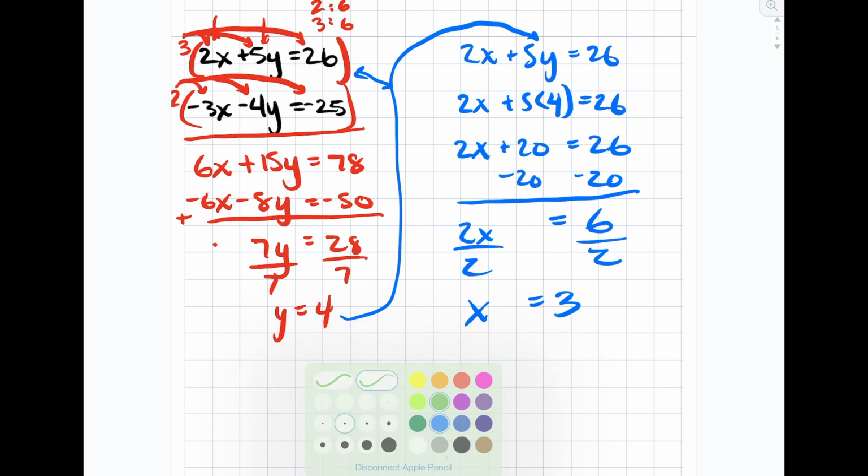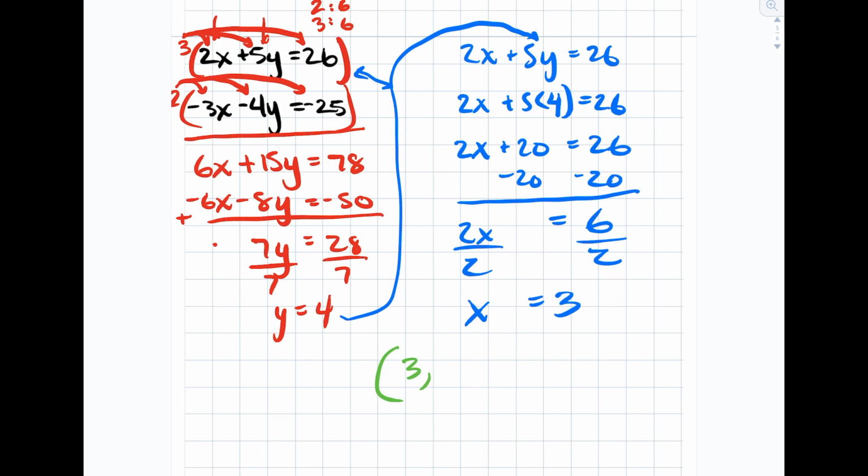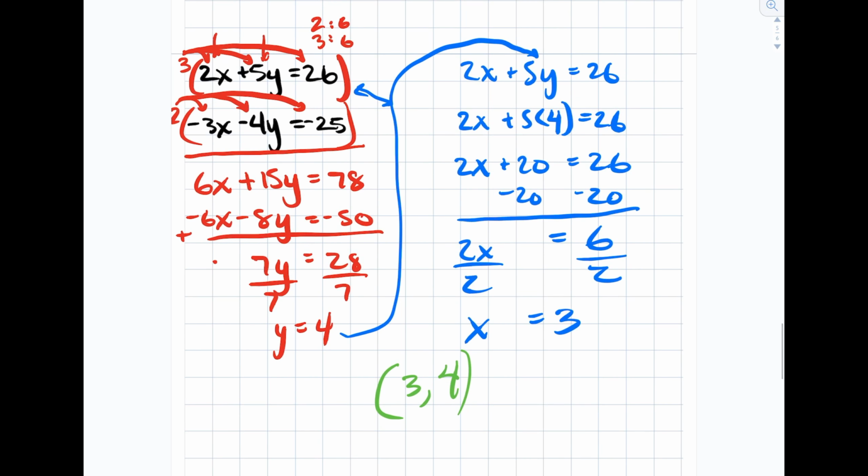Remember, the last thing we need to do is to write this as an ordered pair. However, you do not need to write this as an ordered pair if you had a word problem.